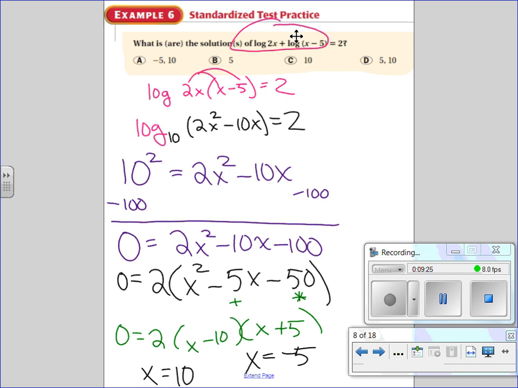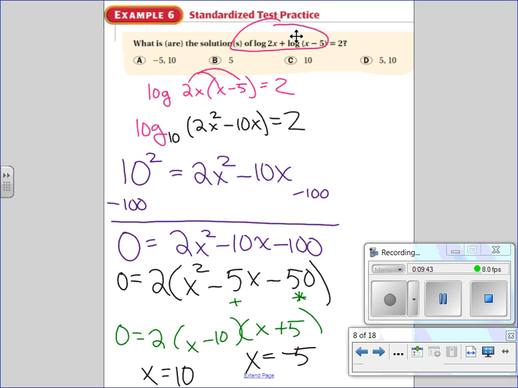One of these answers is actually extraneous. Oh, left, right, center. 10 to the second power equals 2x squared minus 10x. So, let's talk about our answers.